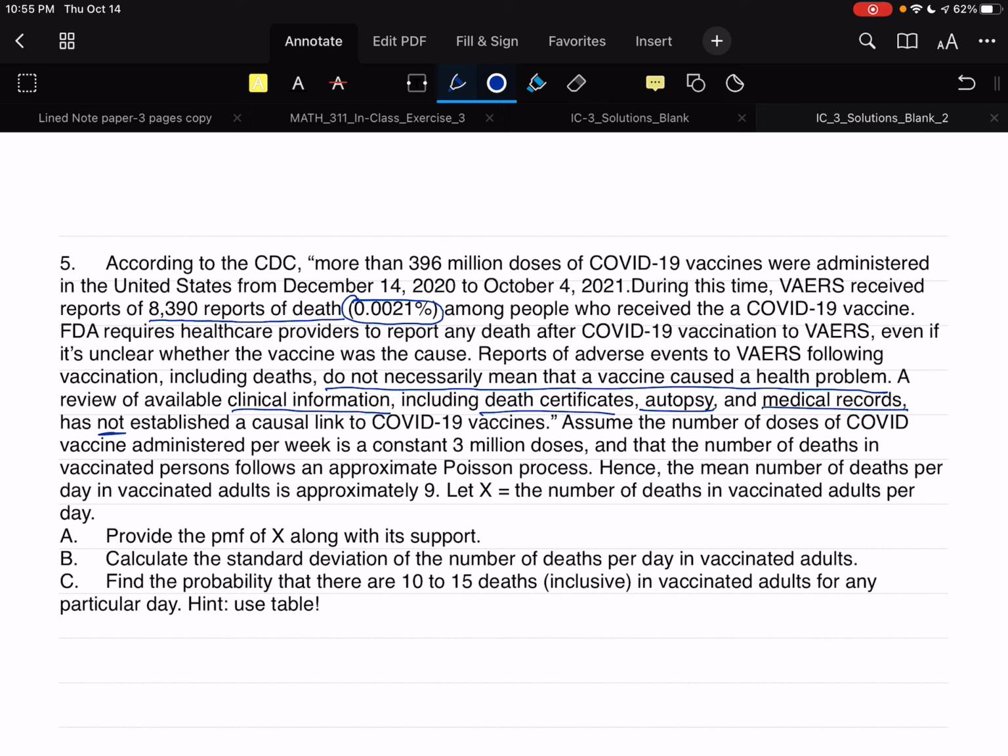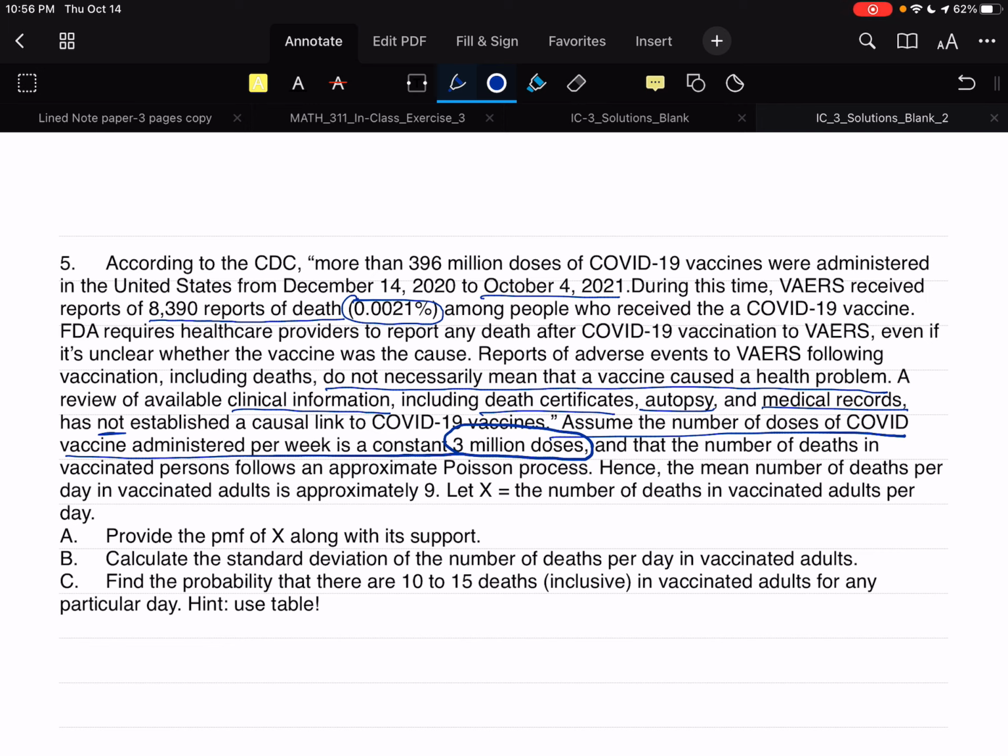So we get to the problem now. Assume the number of doses of COVID-19 vaccine administered per week is a constant 3 million doses. So what I did was I found the data from a week, or a month, I think it was either a week or a month before October 4th. I couldn't find all the data very quickly, but I did find enough to say that the last week there were about 3 million doses administered. So I know that the number of doses is not constant, and right after the vaccine received the emergency approval, the vaccinations were very high. People were waiting to get their vaccination, and so that rate was much higher than it is now.